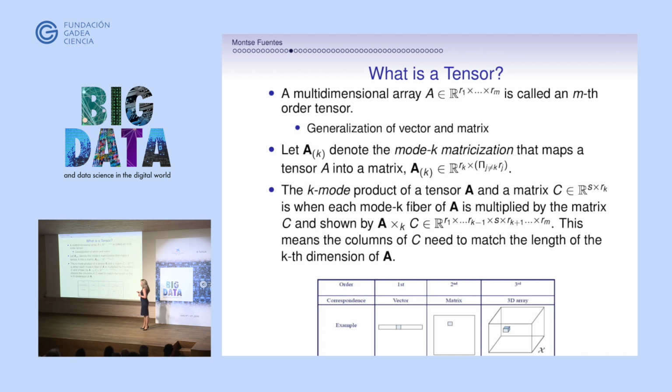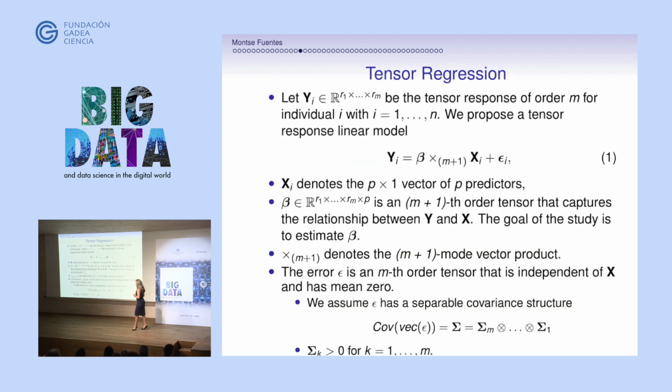So that would be, again, the K-mode product of a tensor with a matrix. Okay, so with all that, we are ready to move into our tensor regression. So what we have here is each one of the images for each one of the individuals. The image is a tensor of order 3. Here I'm introducing this in more general terms, where instead of order 3, this could be order M.